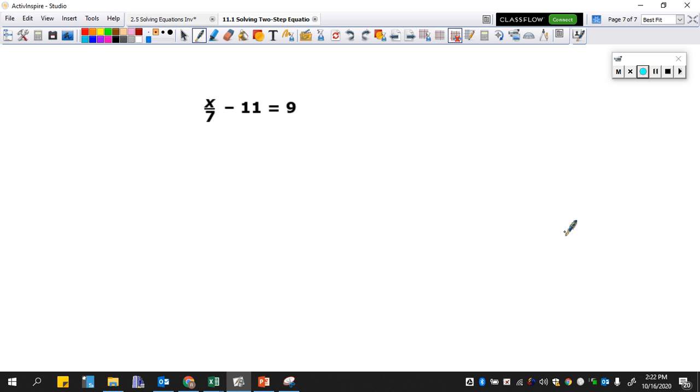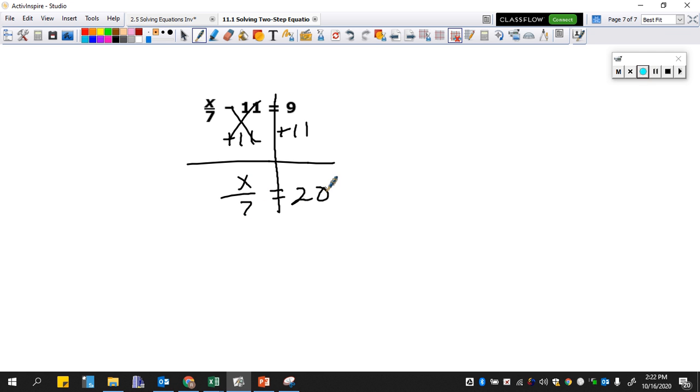All right, last problem. It's another division problem. Okay, in this case, we have the more traditional layout, sort of, in the fact that your variable is coming first. But okay, so we're subtracting 11. So the inverse operation of subtracting 11 is adding 11 to both sides. Okay, negative 11 plus 11 cancels out. We're left with x divided by 7 is equal to 20.